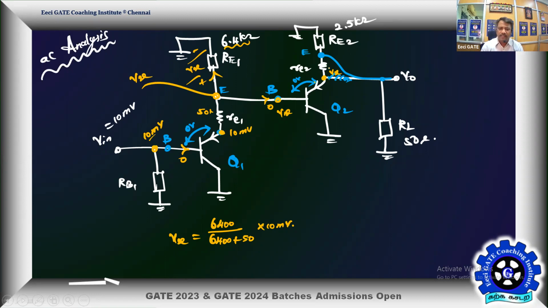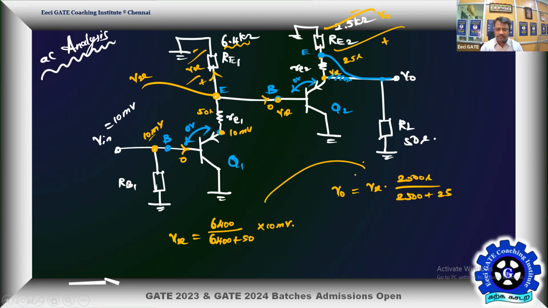And then what is V0? Another potential division takes place here between small re2 and capital RE2. Small re2 is known, 25 ohms, and this is 2500 ohms. This is my Vx, and this is the output. V0 is the drop across capital RE2, so V0 equals Vx into 2500 divided by 2500 plus 2500 plus 25. Then substitute Vx in V0.